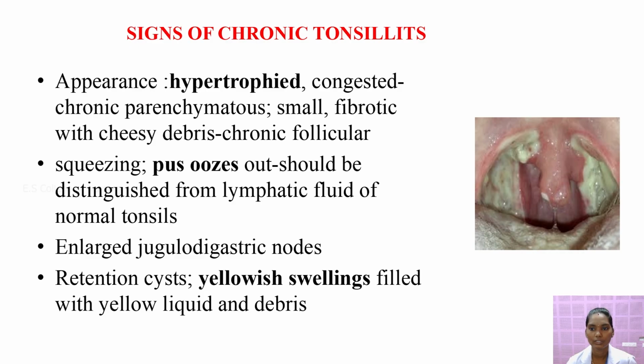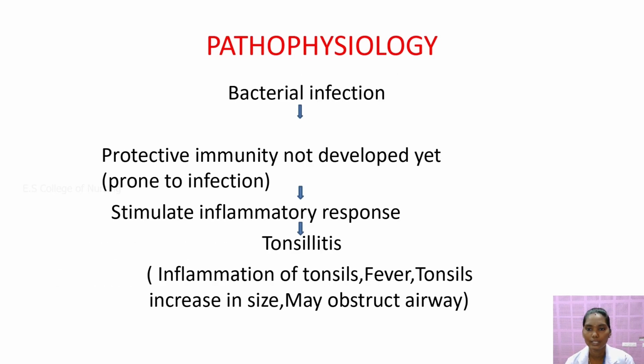and patients have abnormal secretions present in the mouth. And next is pus oozing over the tonsil. And next is enlargement of the digastric nodes and retention cysts, a yellowish swelling filled with yellow liquid, and yellow liquid present over the tonsil. Next, we'll move on to the pathophysiology of chronic tonsillitis and its etiological factors.